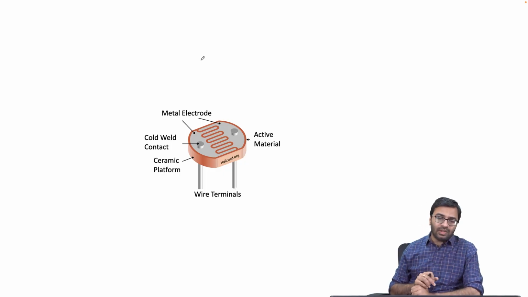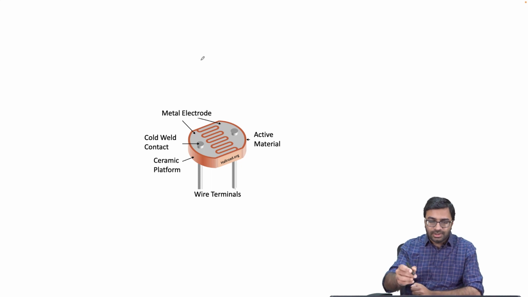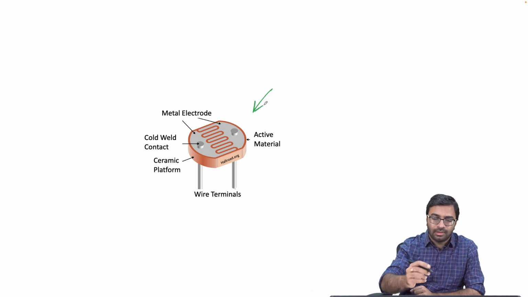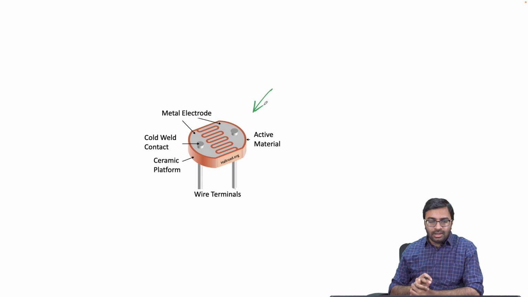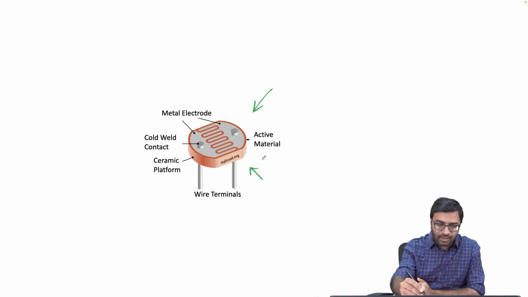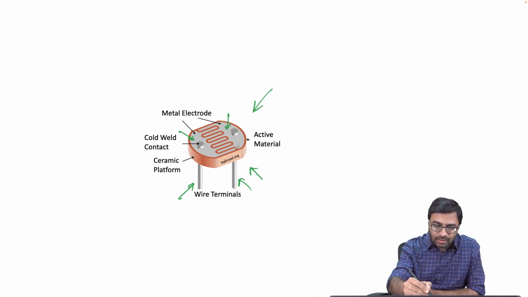Similarly, I also have taken another example, which is an LDR, light dependent resistor. So this is the basic geometry of an LDR. You have two terminals, these are metal wires, and then you have metal electrodes as it is shown over here, and then you have an active material in here. The serpentine kind of structure that you can see over here is like the active material.